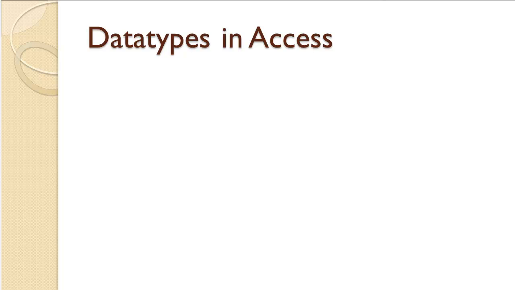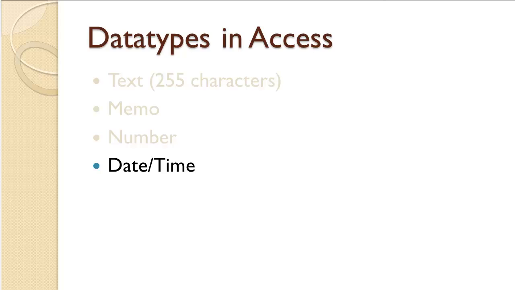Let's have a look at all the different data types you have in Access. The most common is the text data type. That can store up to 255 typed characters. The memo is another type of text field but can store much more text. The number is a field you use for numbers. Date and time is a field you'd use for dates and times. Currency, once again, very straightforward. That's for when you're storing currencies in your field.